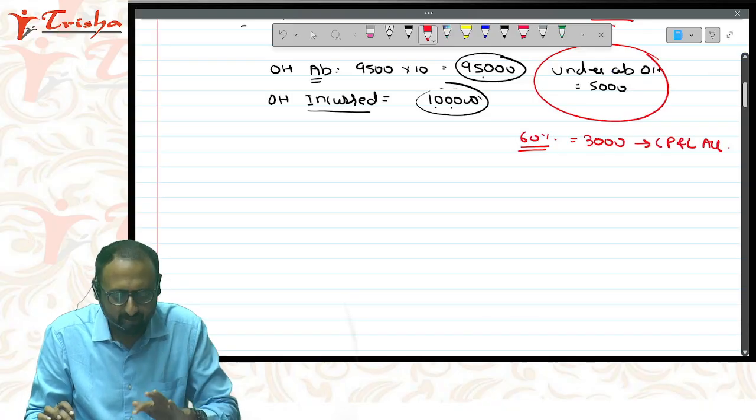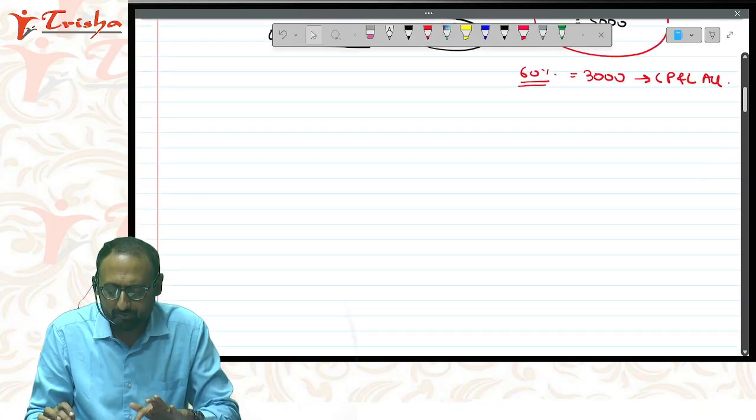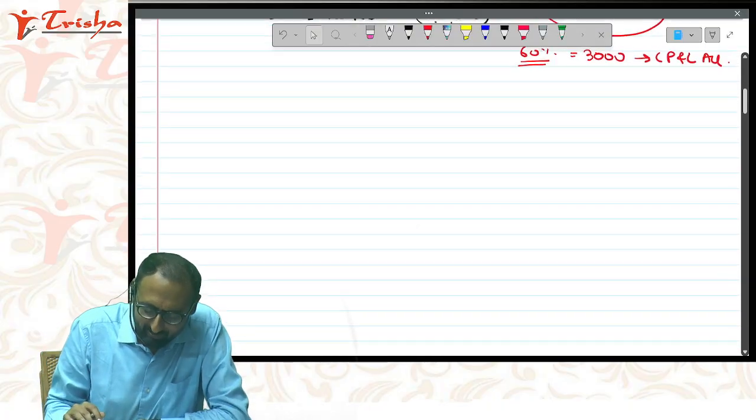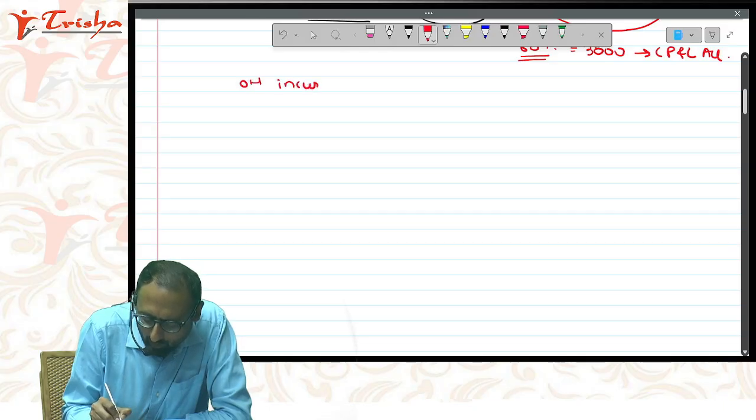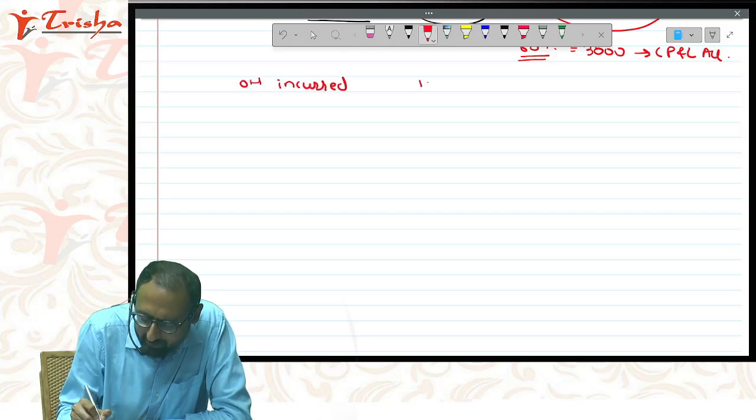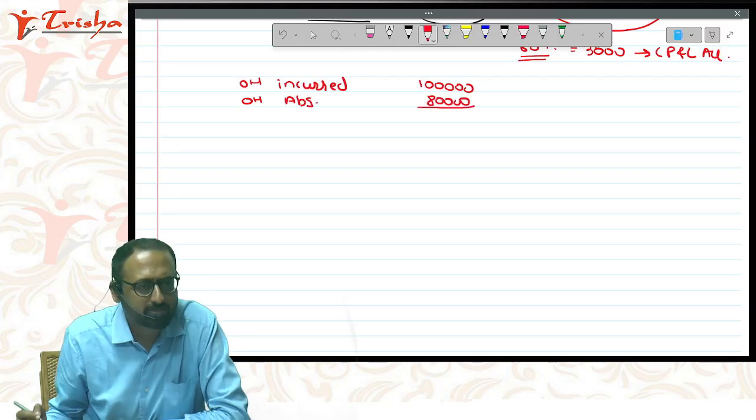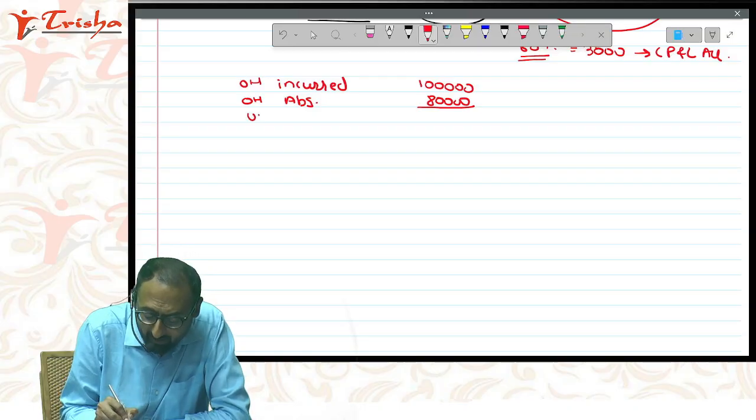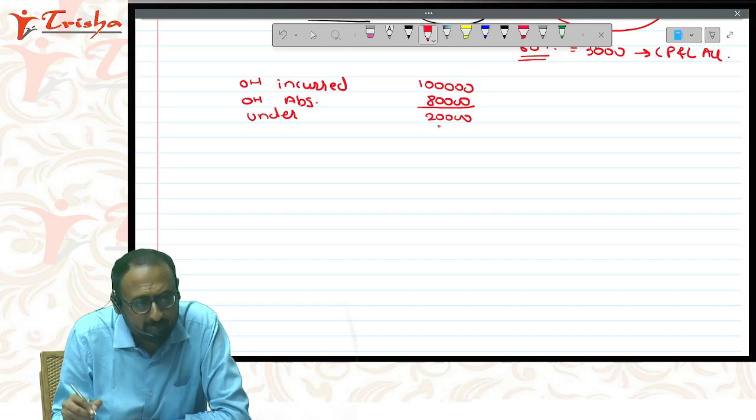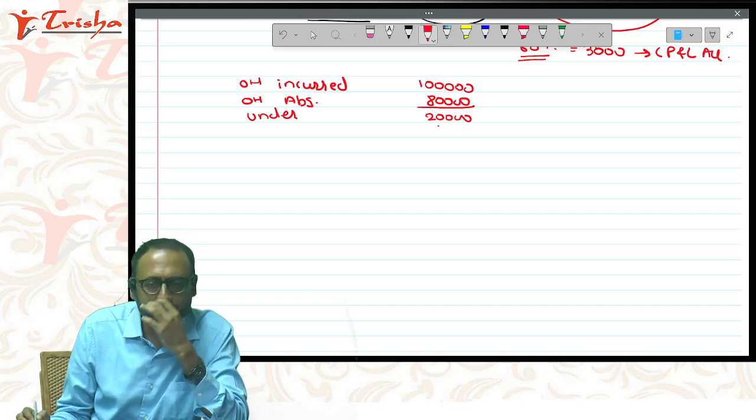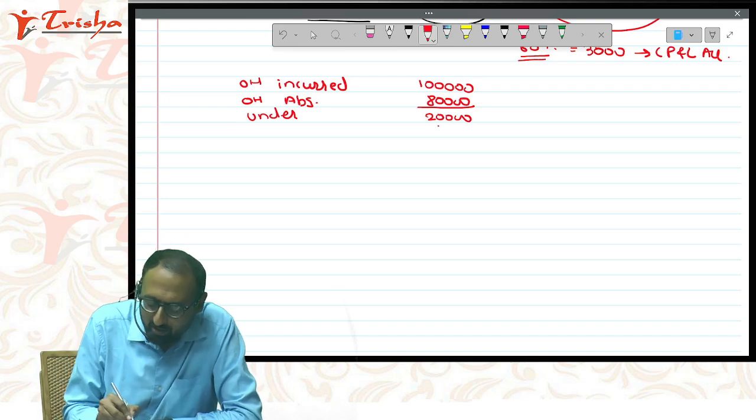Everyone please concentrate here. Say for example, your overhead incurred is 1 lakh rupees. Overhead absorbed is 80,000. Kindly tell me how much is under absorption. Quick answer is expected from all of you. Under absorption is 20,000. Perfect? And it is given in the question.